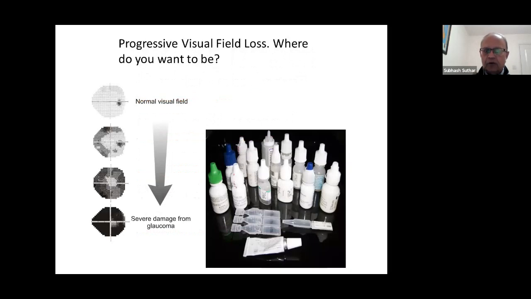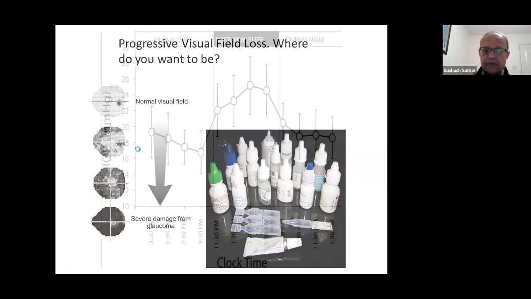Now, when you look at progressive visual field loss, where do we want to be? In this particular slide, you'll see a normal vision field. For glaucoma patients, when the intraocular pressure increases and is not controlled, you can see these darker sides, and this is the area where the vision loss occurs. On the right-hand side, you'll see all the different eye drops which are available, and these are tailored for your particular need. So when you take them at the correct time and with the right technique, you can control the intraocular pressure and prevent further loss of vision.